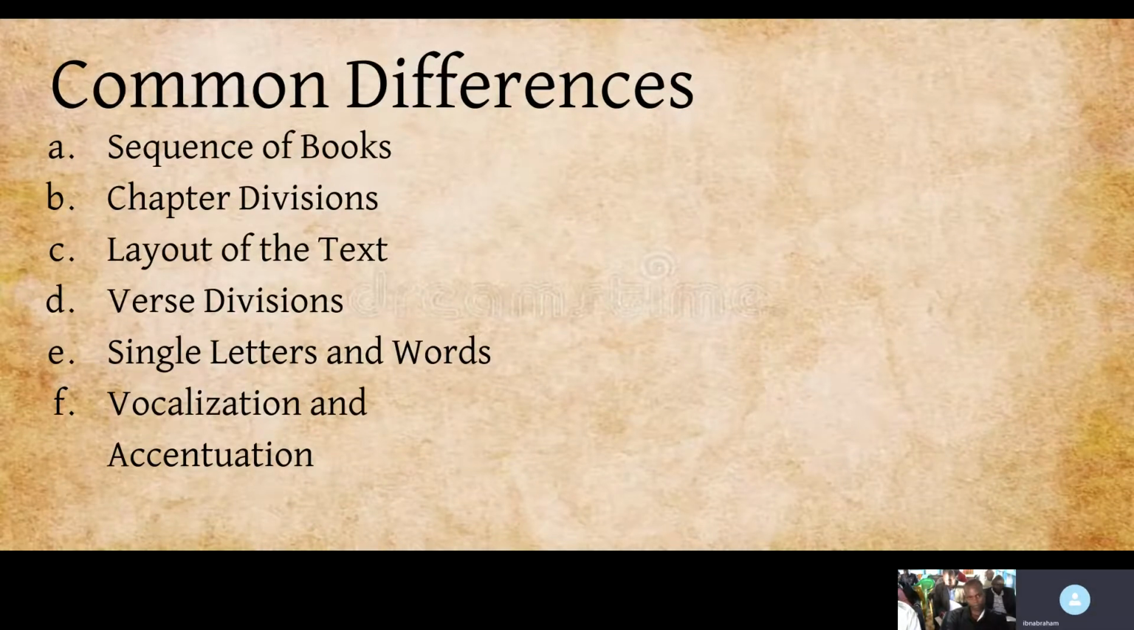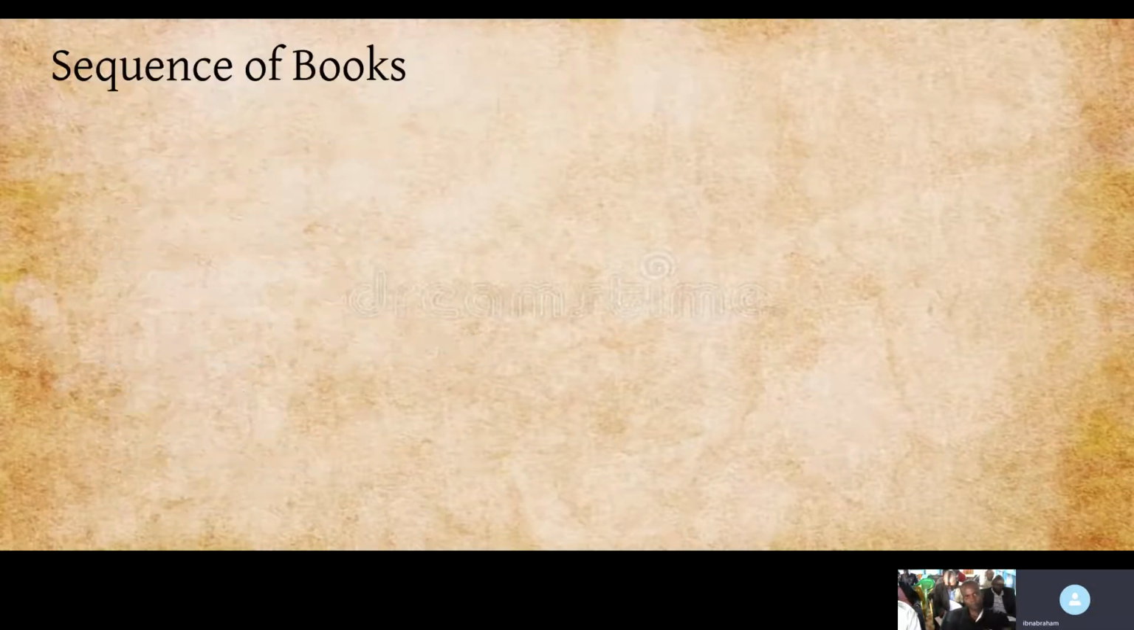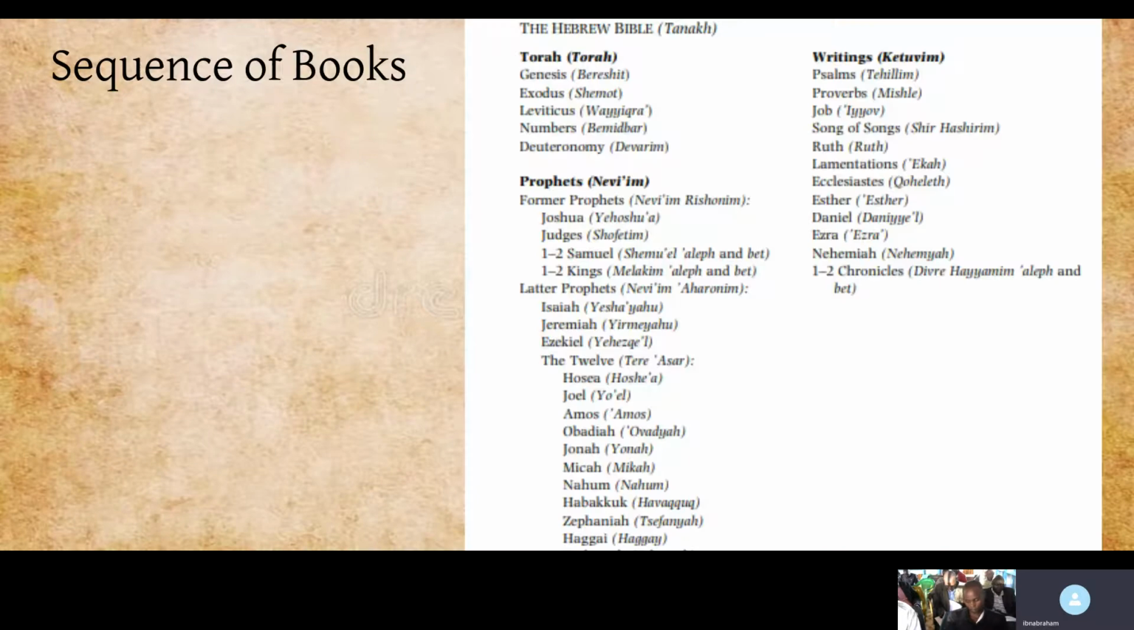So, for example, sequence of books. This is the Jewish canon. We talked about this a couple of weeks ago. Remember, you've got the Torah, the Nevi'im, and the Ketuvim: the law, the prophets, and the writings. And in the prophets, you have the former prophets and the latter prophets, and then you have the 12 prophets. So this is an example of the Hebrew Bible order of the books.